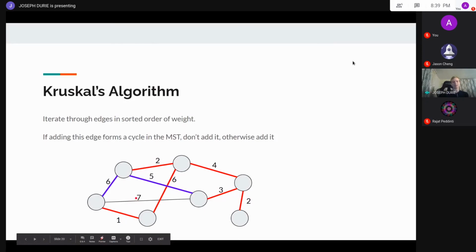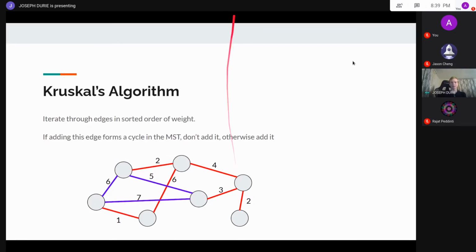And then this 7 creates basically this cycle of size 5, so we don't want to add that. And then once this process is over, we have a spanning tree. Because the graph is connected, we're guaranteed that this will give a spanning tree. So now we just need to show that it's the minimum spanning tree.